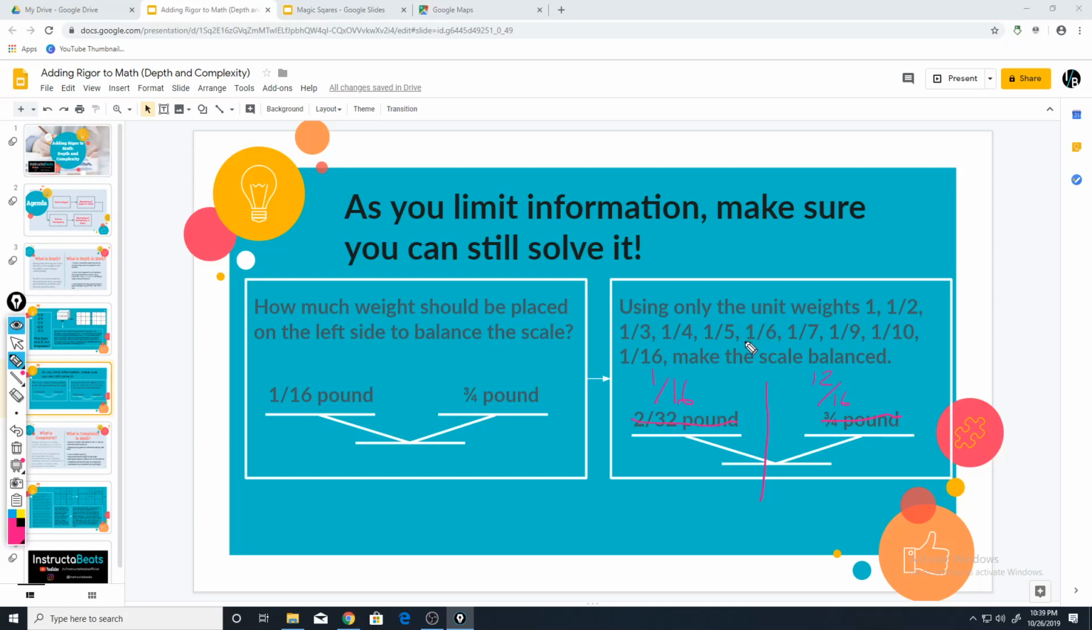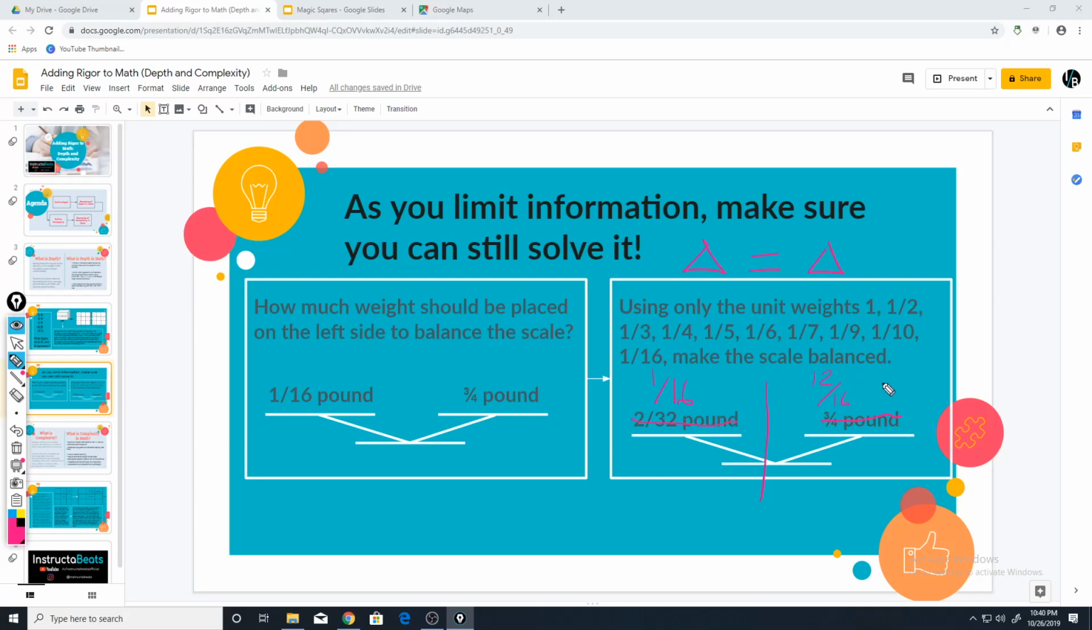So I used the first suggestion, limiting information. The third suggestion, using generalizations. Well, this is a balanced scale. I know in an equation or a balanced scale, if I add something to one side, I have to add the same amount to the other side. If I can't add 11/16 to this left side to make it balanced, maybe I can add something to the right side, and then that'll give me some flexibility to add different unit fractions to the left side to make it balanced. And so you can already see how deep this problem is getting.